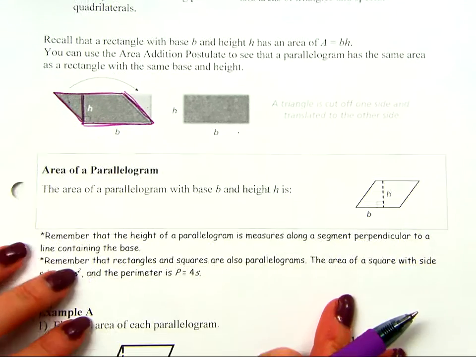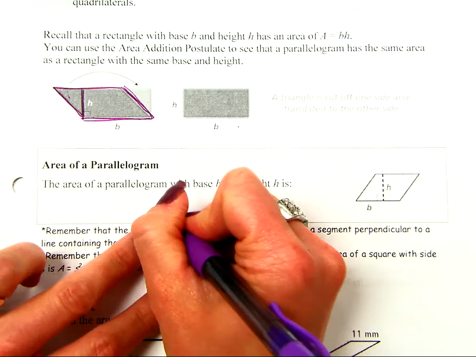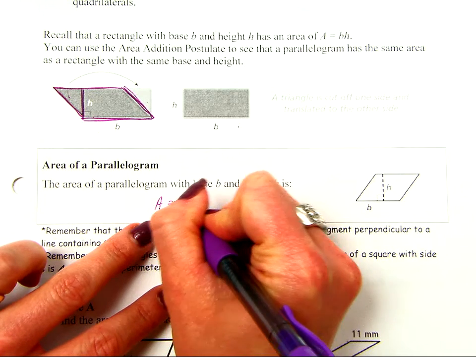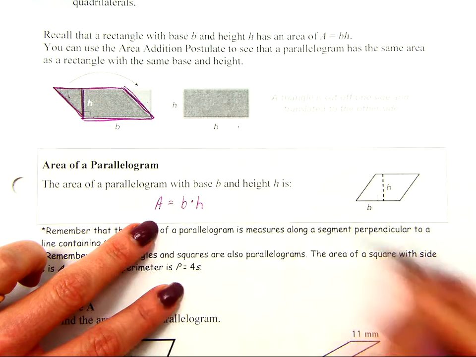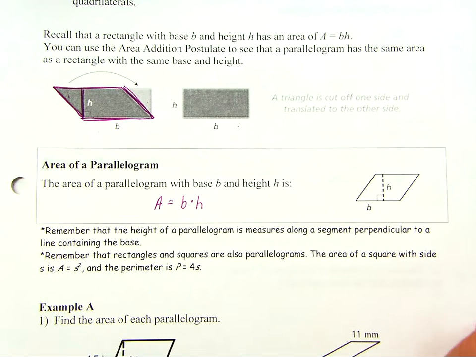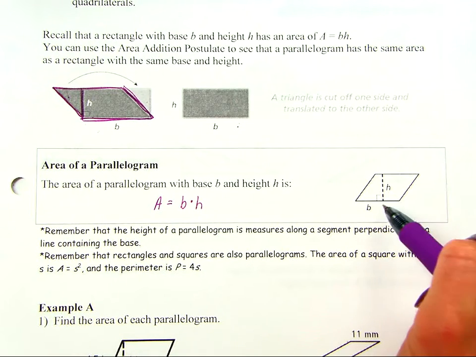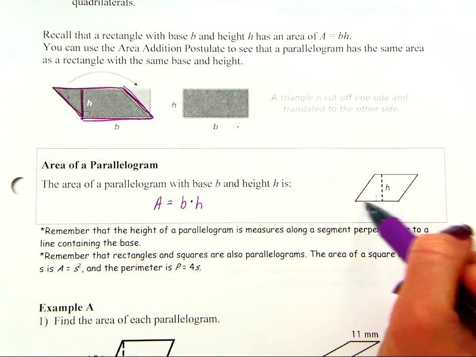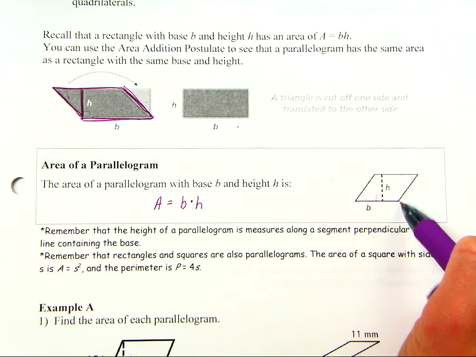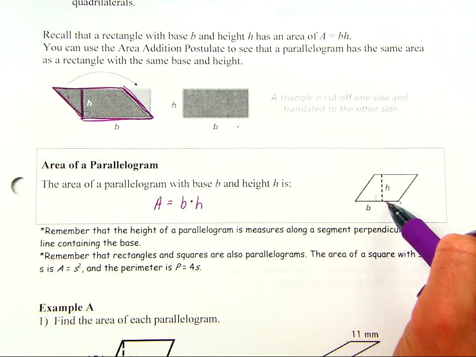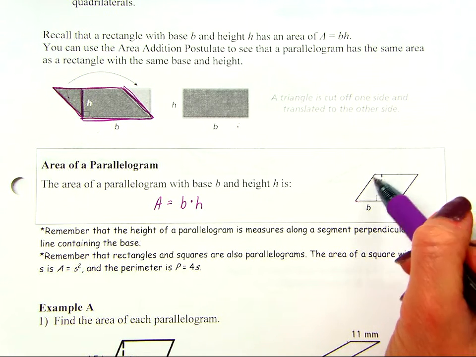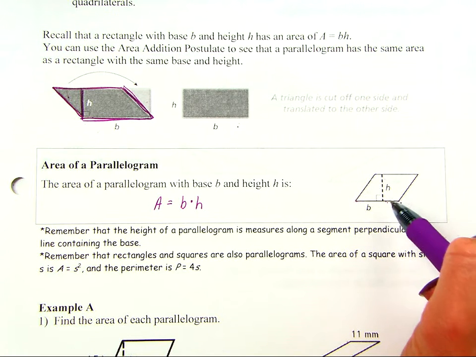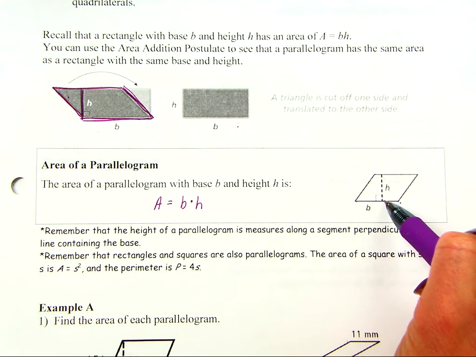So down below in my formula box, I'm going to say that capital A is base times height. If you look here, they are showing me that if I have my base B of my parallelogram, my height would be this dotted segment here. It is not the slanty segment. The height has to meet the base at 90 degrees.